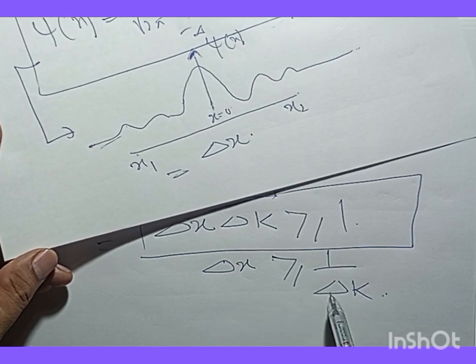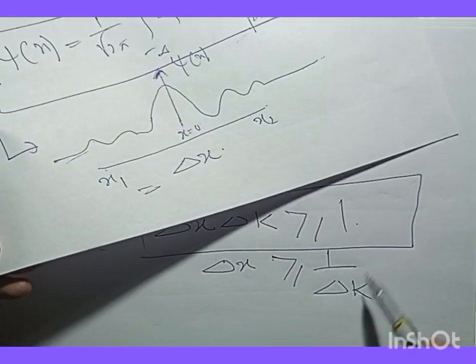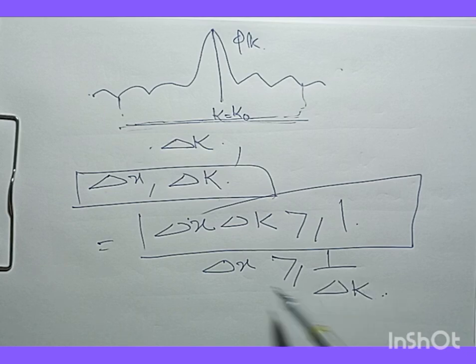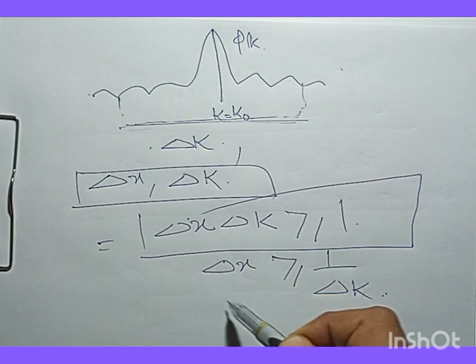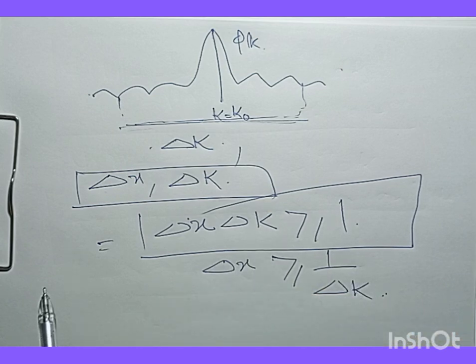So if the uncertainty in the measurement of the k space, which is basically the momentum space, is large, then the uncertainty in the measurement of the position of the particle is small, and the reverse is true.